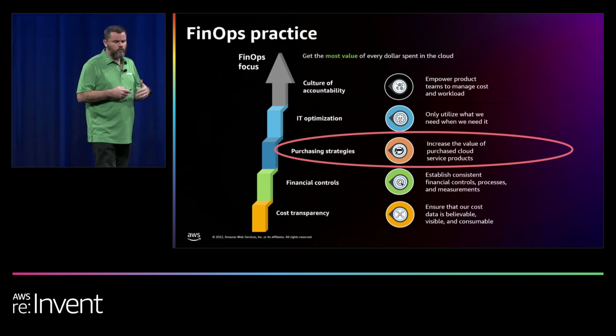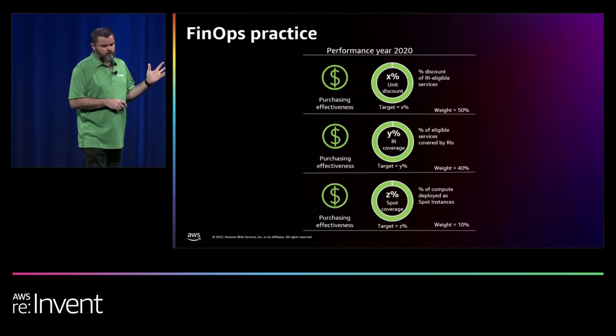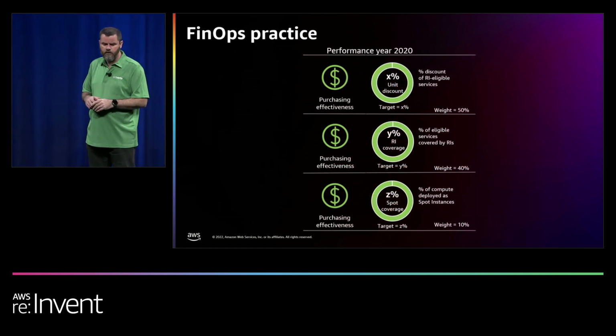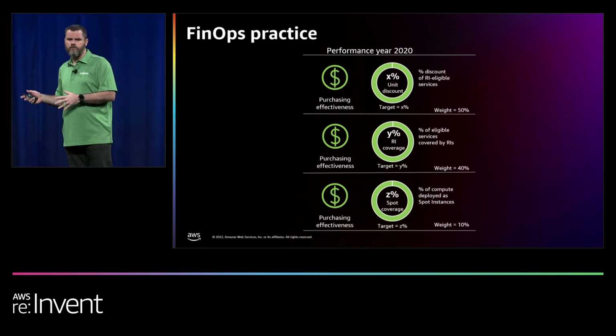So for us, we created what we call our KPIs. I'm sure you all have your own versions of them. But we had three KPIs in our first year. I'm going to start with the middle one, if that's okay. And that's our percentage of RI coverage.